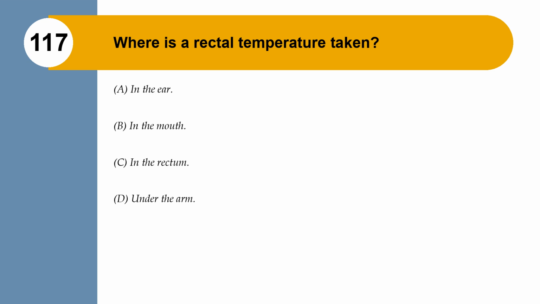Question 117. Where is a rectal temperature taken? Option A, in the ear. Option B, in the mouth. Option C, in the rectum. Option D, under the arm.